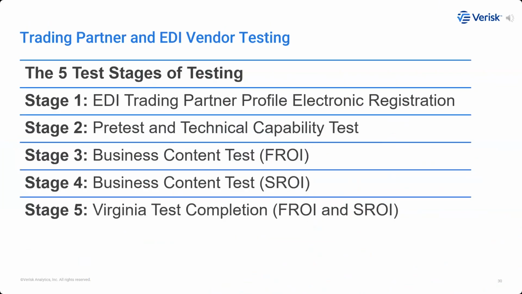The VWC testing requirements are broken down into these 5 stages. Number 1, EDI Trading Partner Profile Electronic Registration. Number 2, Pre-Test and Technical Capability Test. 3, Business Content Test for FROIs. 4, Business Content Test for SROIs. And 5, Virginia Test Completion for FROIs and SROIs. Let's take a moment to walk through each one.